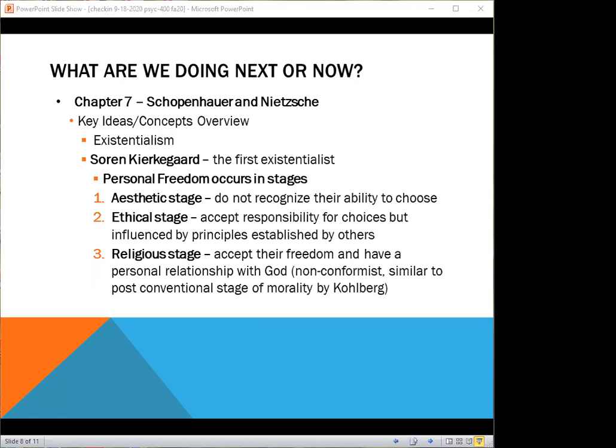And then in the ethical stage, you accept responsibility for choices that you make, but they're greatly influenced by the principles established by others. And then in the religious stage, he talks about you now accept that there is freedom and you have a personal relationship with God. And so he sees this as sort of the ultimate, where you have established this thing that he says we should be seeking, the relationship with God, and we understand and we accept that we have our freedom to make these choices. So this is one of the key things.